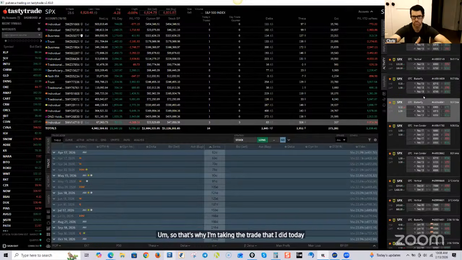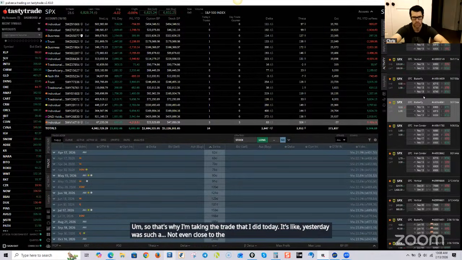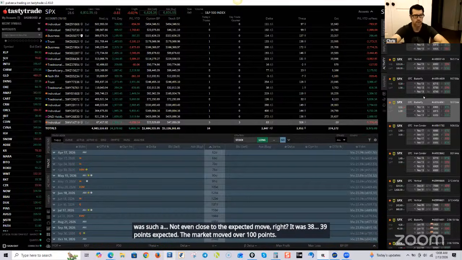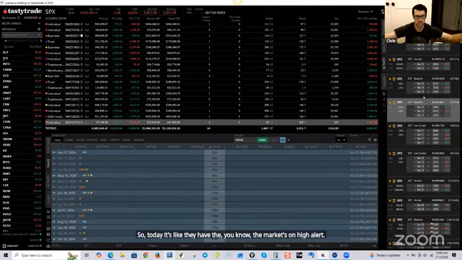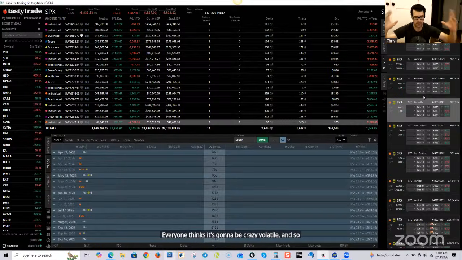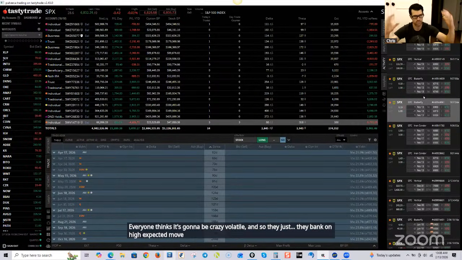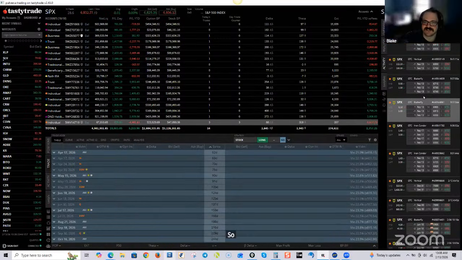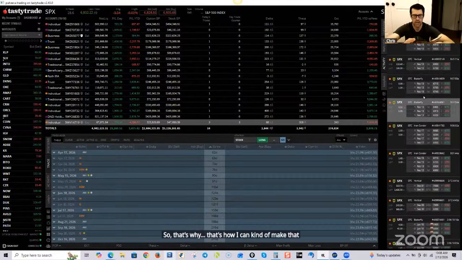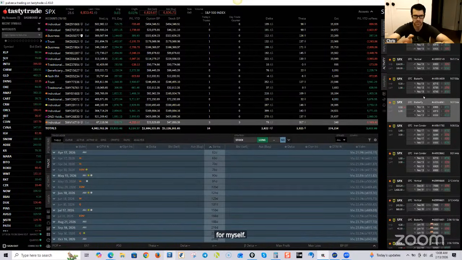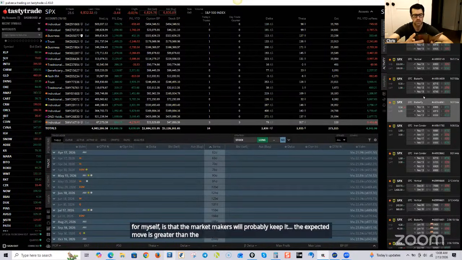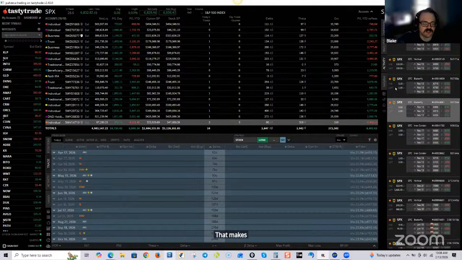Yesterday was not even close to the expected move, right? It was 38, 39 points expected. The market moved over 100 points. So today the market's on high alert. Everyone thinks it's going to be crazy volatile, so they bank on a high expected move, and they just rake in all the premium because we won't actually get to those levels. That's genius. That's how I can make that decision: if I'm going to put a house edge on myself, it's that the market makers will probably keep the expected move greater than the actual. That makes complete sense.